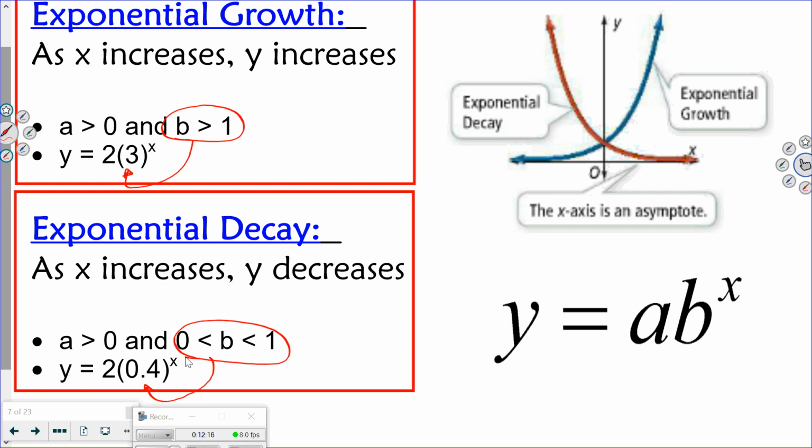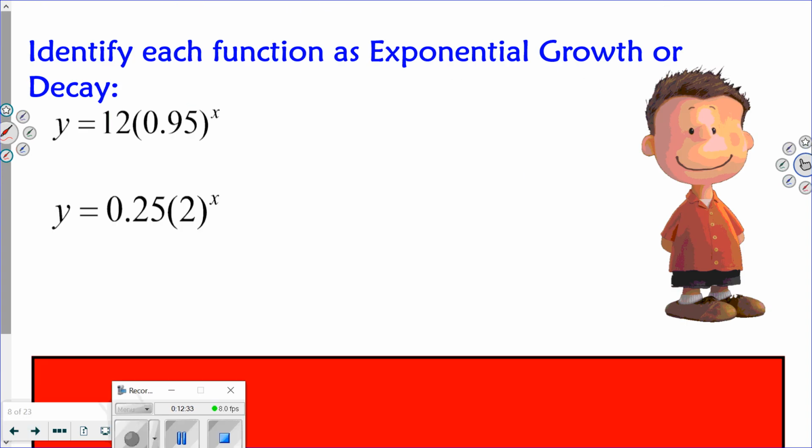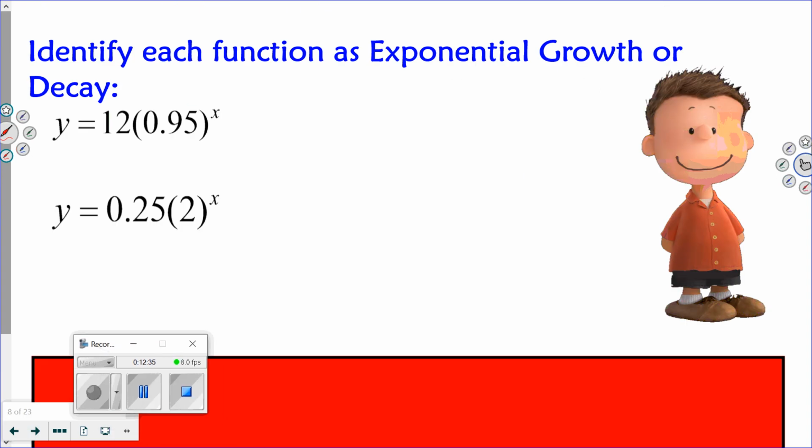Can it be 1? 1 to any power, is that very exciting? No, it cannot be 1. It has to be greater than 0, but it cannot be 1. So bigger than 1, it's growth. Between 0 and 1, it's decay. So you should love those questions on a test: identify if it's growth or decay. How about the first one?